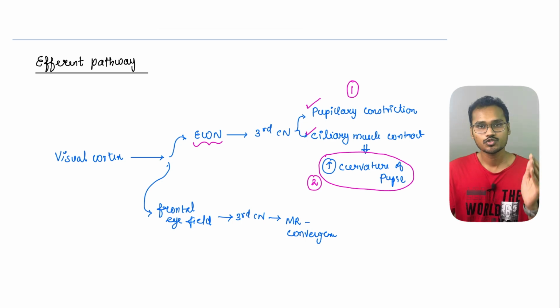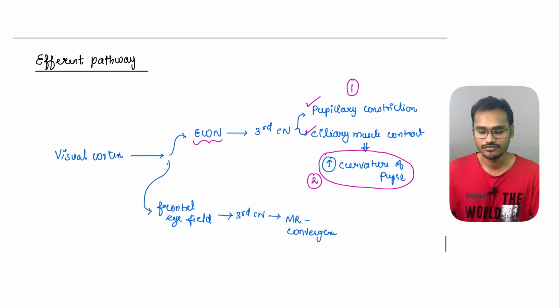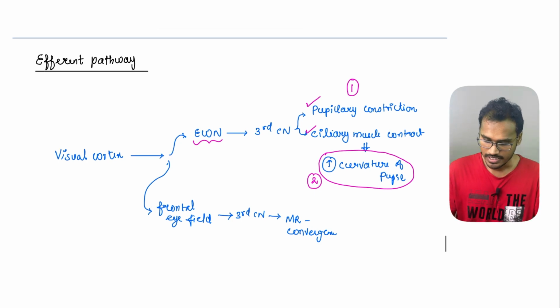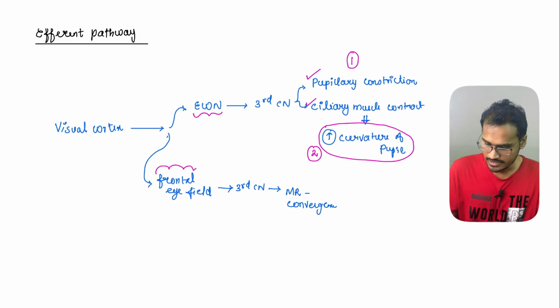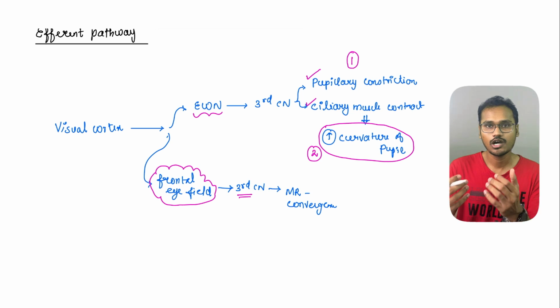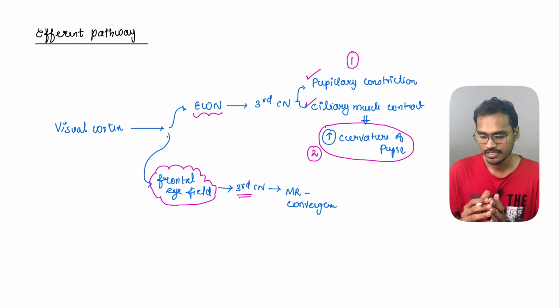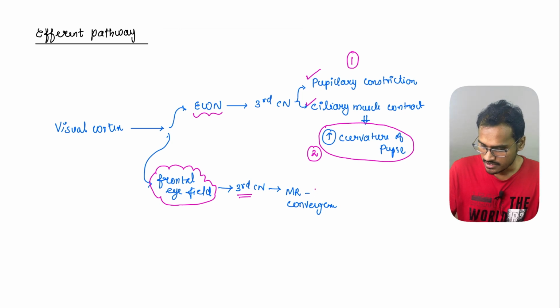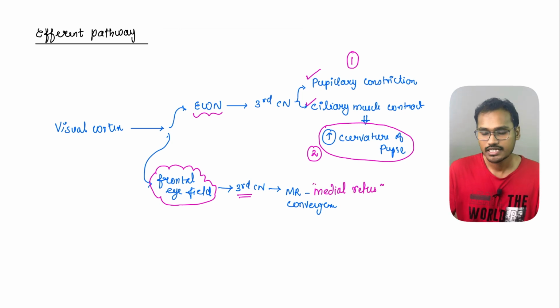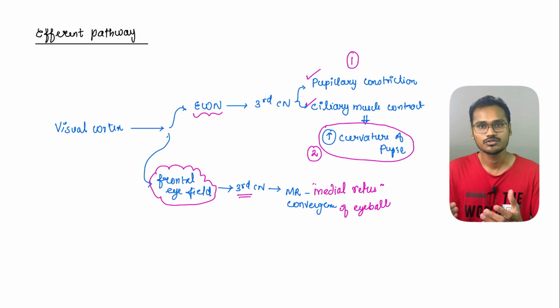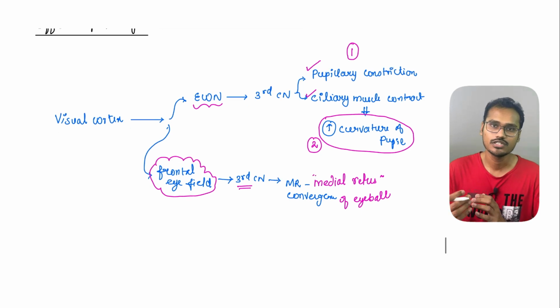But again, the third component was happening where the eyeballs were converging. That is done from a different area that is called the frontal eye field. From the frontal eye field, again the third cranial nerve is going to come. The output is going to come to the same nerve. The third cranial nerve will give the output and it will activate the muscle that is called medial rectus. So as the name indicates, medial rectus is going to bring the eyeball medial. So it will cause convergence of the eyeball. So these are the 3 events that are going to happen, and these are the efferent pathway for this particular accommodation reflex.